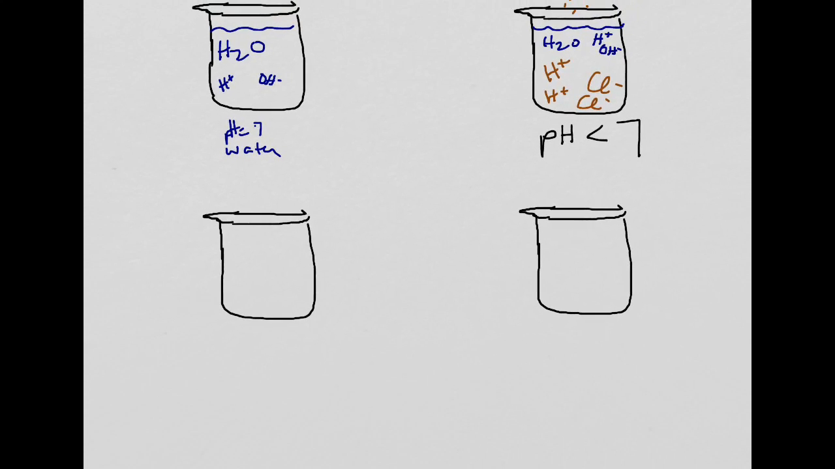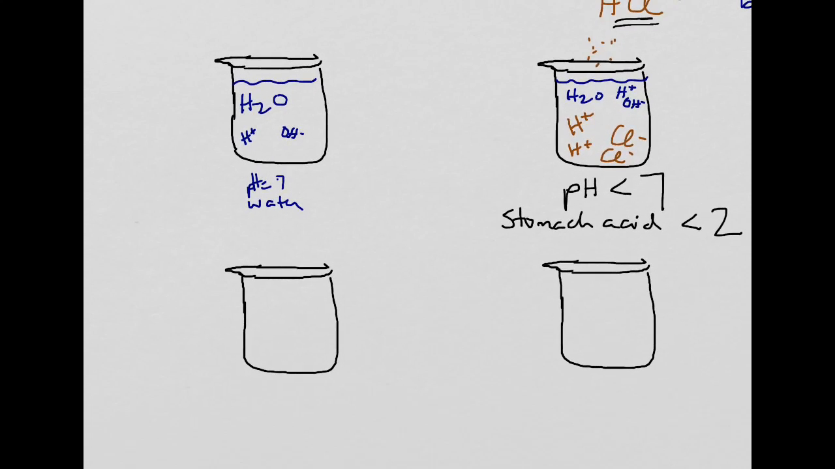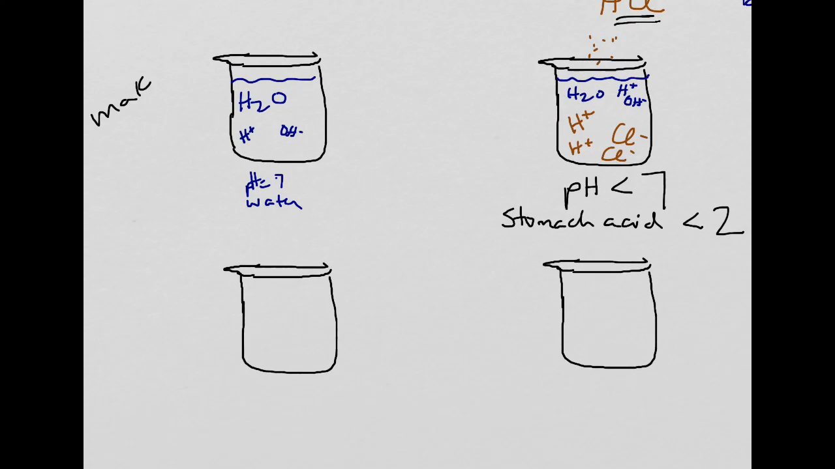I just mentioned there, like I said, it depends on how much you put in. Hydrochloric acid is responsible for helping us digest food. So the pH of the stomach acid is actually less than 2. So that's a pretty significant amount of hydrogen ions floating around in your stomach right now. Okay, so that's how we make an acid solution, or make a solution acidic.